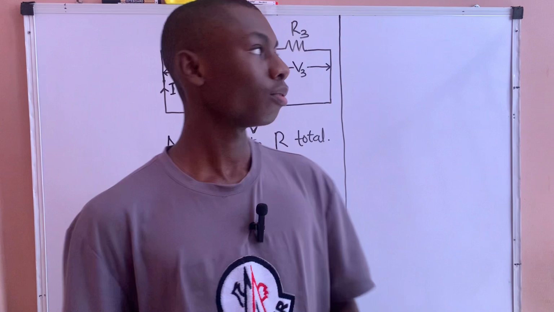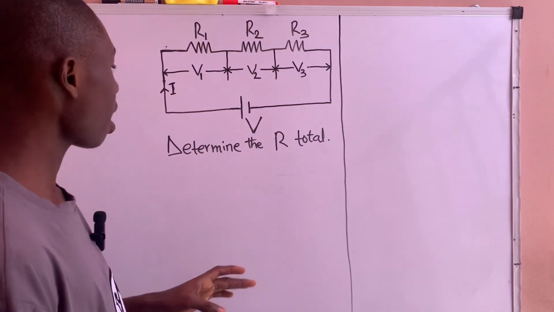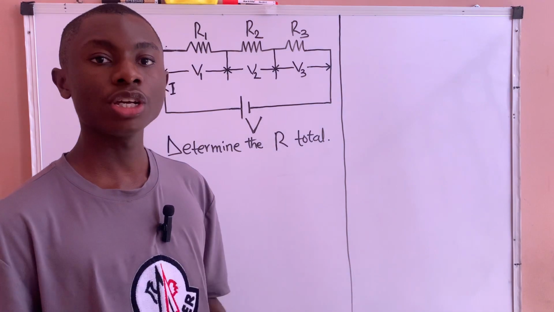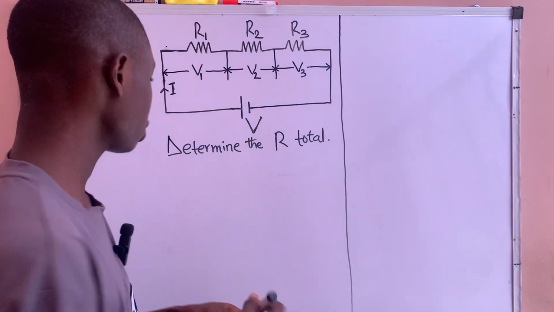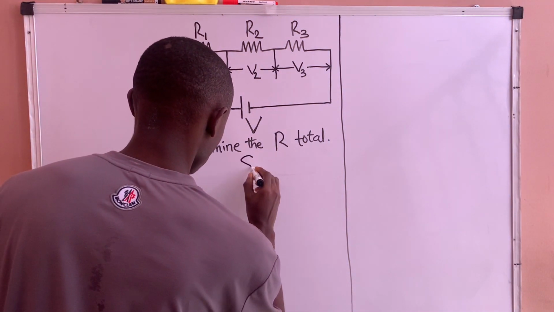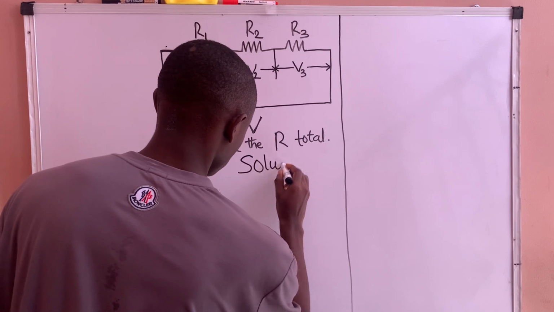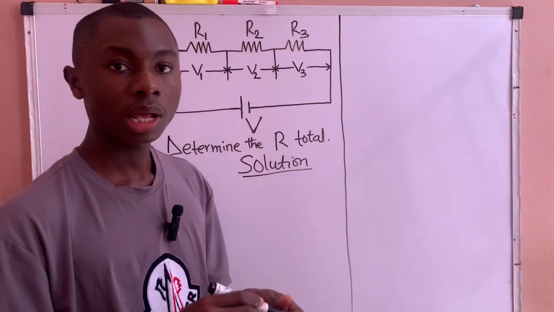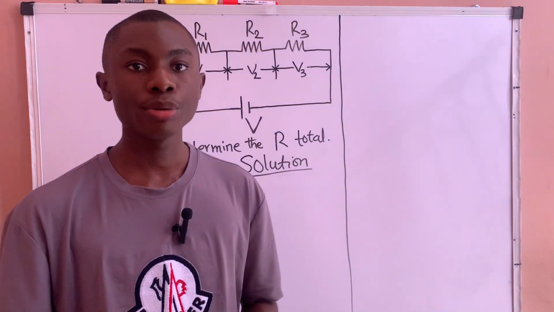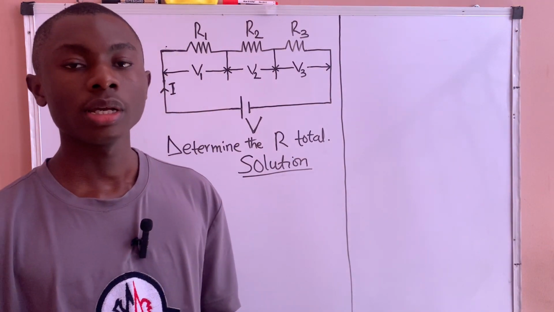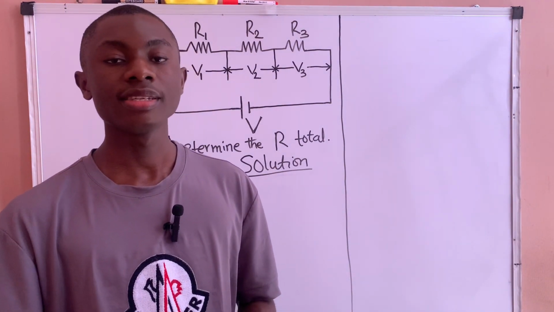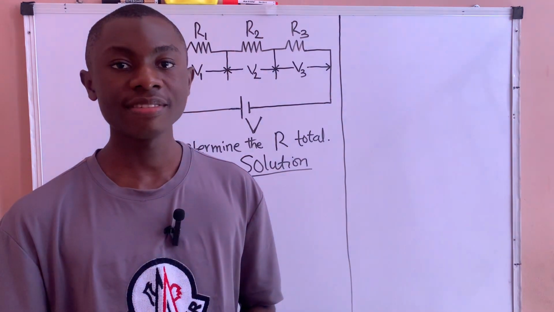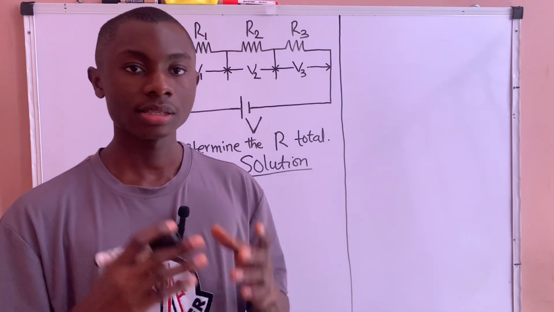Hi everyone, from the circuit above, we are asked to determine the R total, which is the total resistance of a series circuit. So we will write the solution. We know that one of the characteristics or behavior of a series circuit is that current is the same throughout the network, but the value of voltage differs in a series circuit.